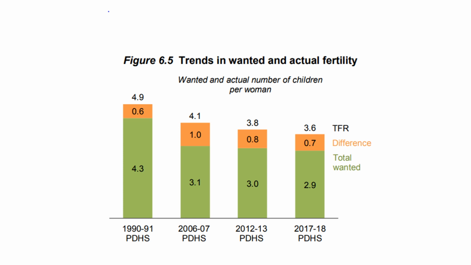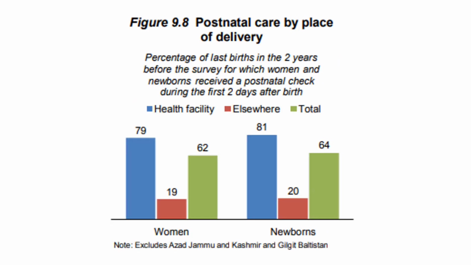So let's move on. The bar chart that we just saw was a stacked bar chart because there were stacks of the total number of children the woman had, the total number of children that the woman had but was not wanted in orange, etc. So that was a stacked bar chart.